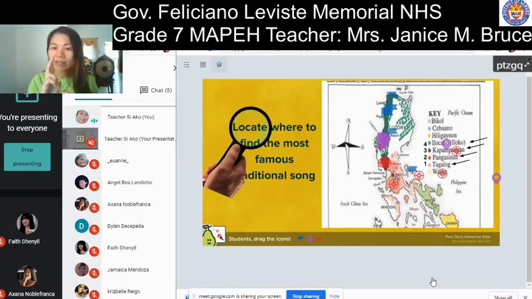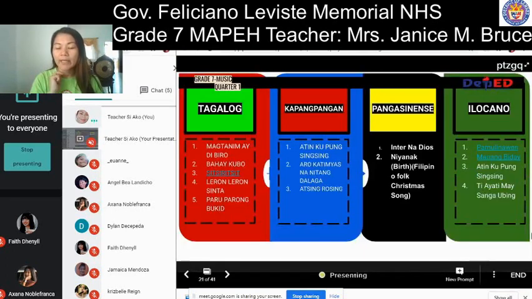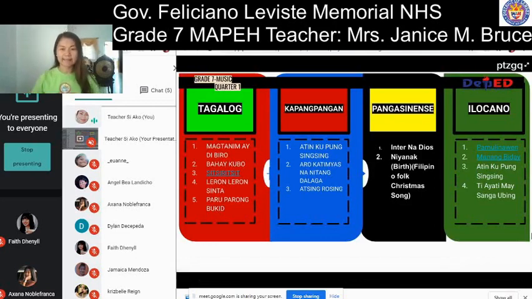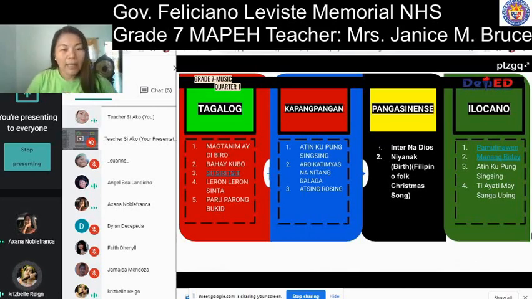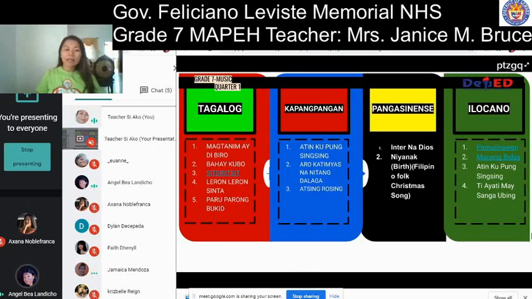Okay, anyway, notice the four arrows pointing to Tagalog, Pangasinan, Kapampangan, and Ilocano. We are going to focus on this one, wherein we could give some more examples of songs. Okay, one is in Tagalog. Tagalog po. Okay. Anyone? Jamaica. All right. So, what are the songs that we can speak in Tagalog dialect?